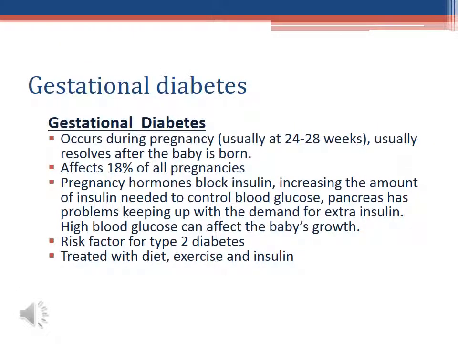Gestational diabetes is a type of diabetes that occurs only during pregnancy, usually around the 24th to 28th week. However, it may develop earlier in some women. Gestational diabetes occurs because pregnancy hormones block the action of insulin. This greatly increases the amount of insulin needed to keep blood glucose levels under control. Some women aren't able to keep up with the demand for extra insulin, which results in high blood sugars. Gestational diabetes usually goes away after the baby is born. However, women who have it are at greater risk for developing type 2 diabetes later on. It's treated with diet, exercise, and sometimes insulin.